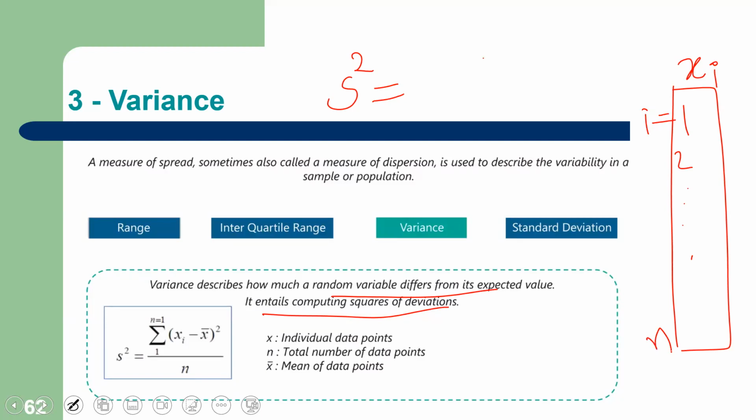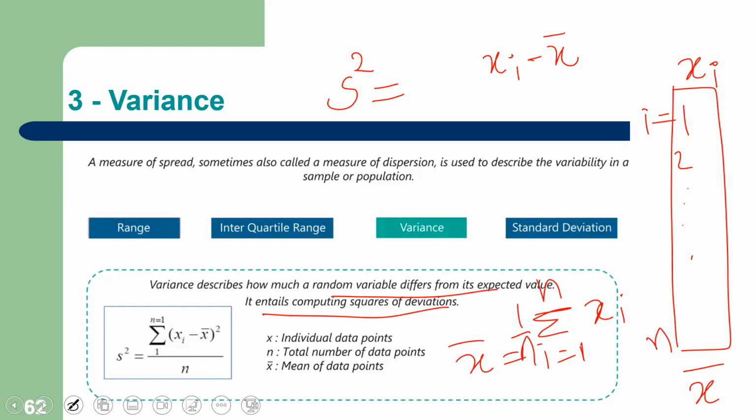I will take each observation xi, and before this I would have calculated my mean. How do you calculate the mean? X bar is equal to the summation from i equal to 1 to n of xi, multiplied by 1 by n. This is how I would have calculated the average, that is x bar. Then I want to know how each observation moves away from the mean. In order to do this, I have to consider every observation, xi minus x bar.